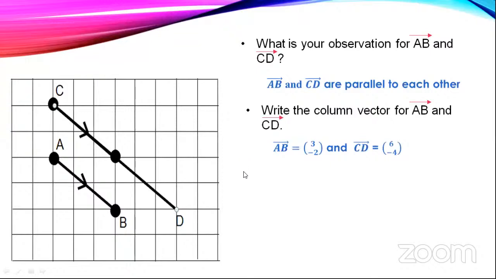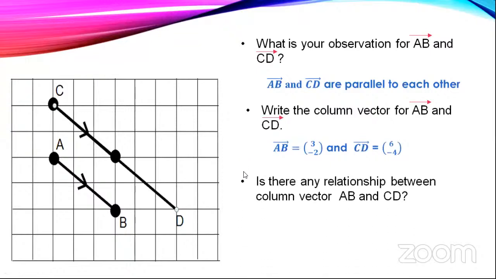So my final question on this then, students, is there a relationship between the column vector AB and the vector CD? They would have shared this with us already, because some would have been saying, Miss, AB is half of CD, while some would have been saying CD is twice that of vector AB. So vector CD is twice that of vector AB. Good job, guys. I'm giving you a virtual clap.